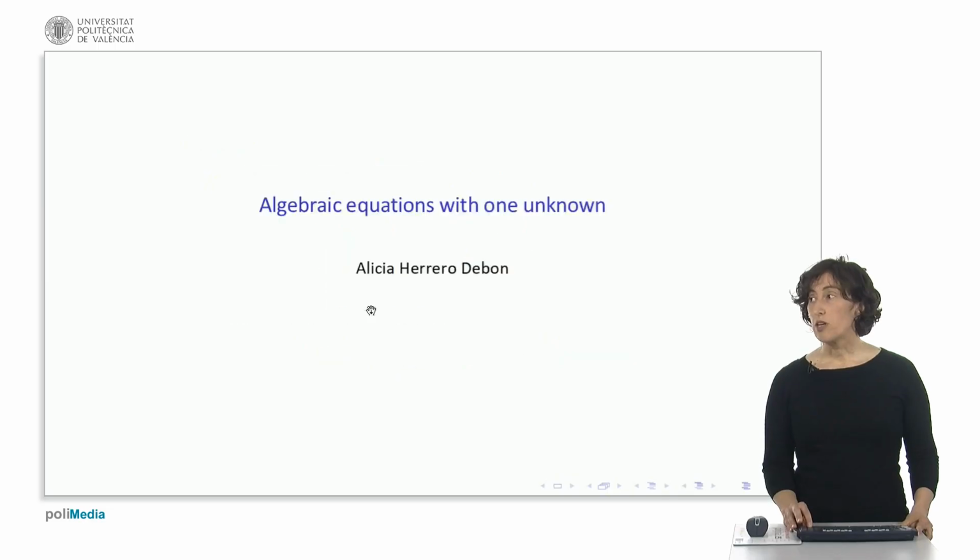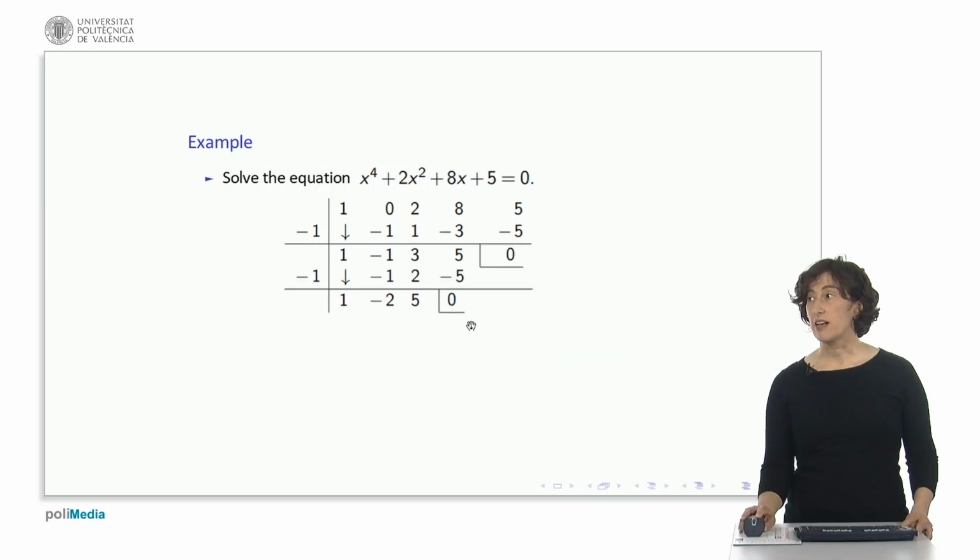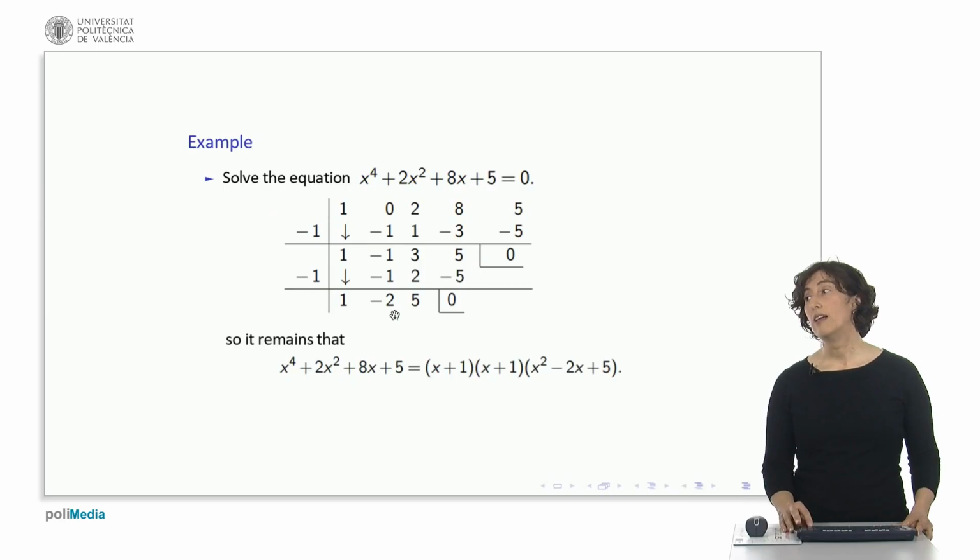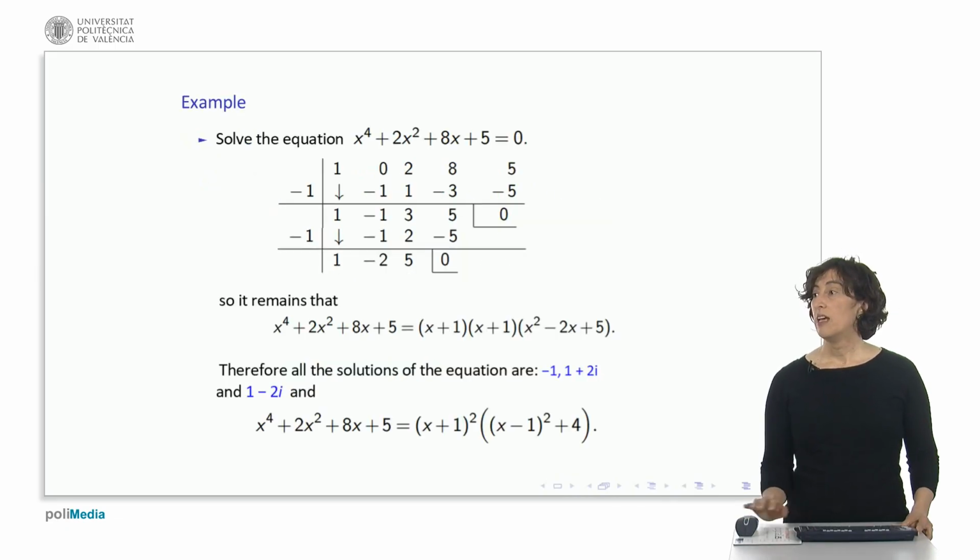If we try again with the minus 1, we see that it turns out to be a root again, so it would be x plus 1 times x plus 1, because it is a double root, and now what is left is x squared minus 2x plus 5, a quadratic equation that equals 0. Applying the formula that we have seen previously, we get 2 complex roots, 1 plus 2i and 1 minus 2i. Then the solutions of the equation are minus 1, which has been found twice, 1 plus 2i and 1 minus 2i, which implies that the polynomial is x plus 1 squared times x minus 1 squared plus 4.